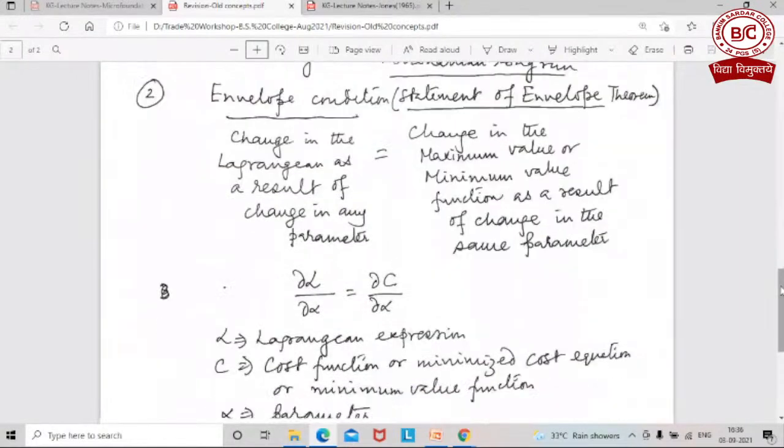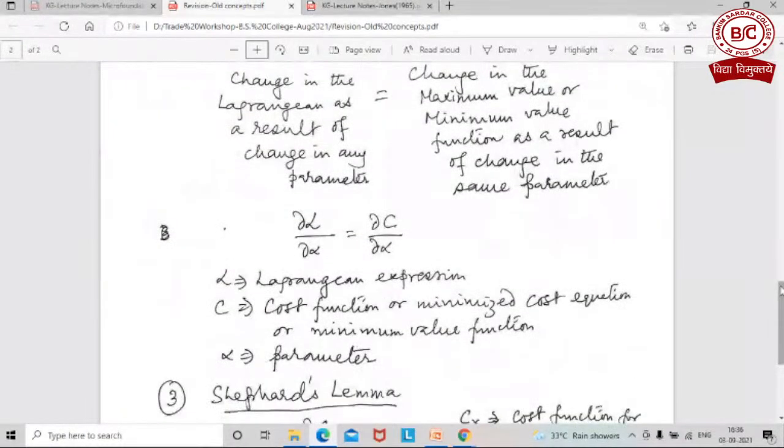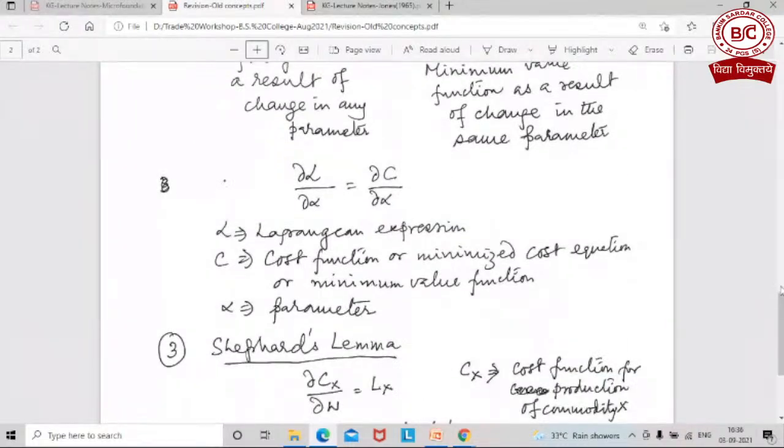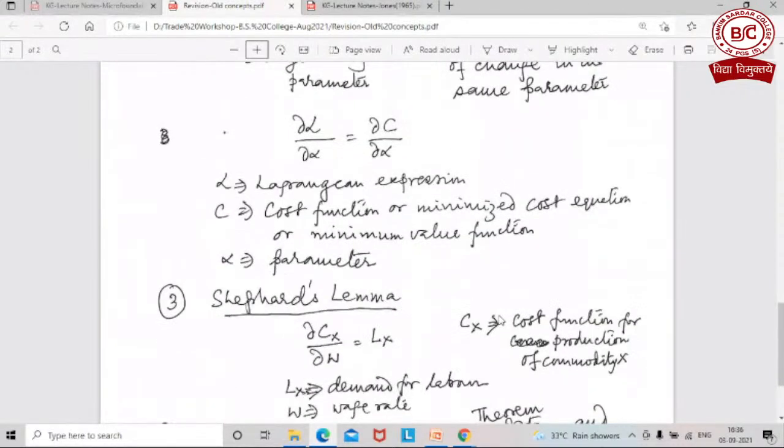All of you know this. You are familiar with this because these things were included in your mathematical economics syllabus. So this envelope theorem we need to illustrate the trade models, I mean, to get some results from the trade models. Another thing which we use frequently in trade models is Shephard's lemma. Actually, there is no distinction between C_X and C. C_X is the same as C. C_X is the cost function for production of commodity X.